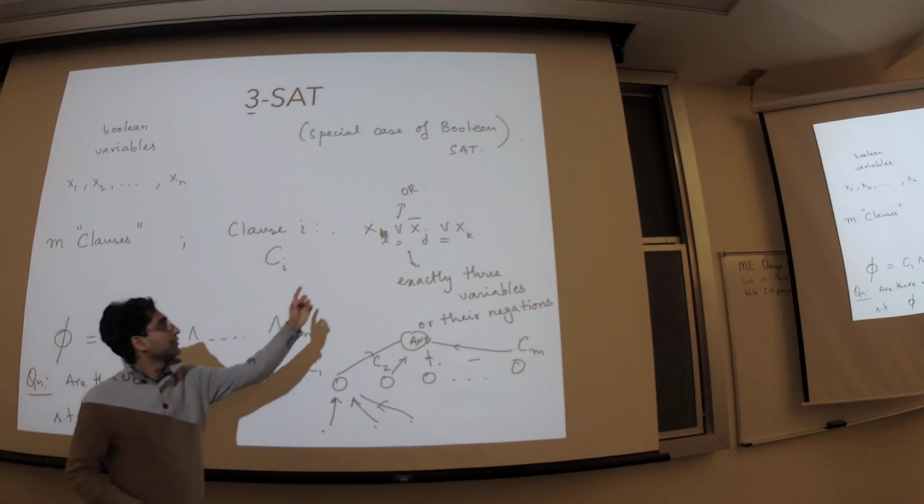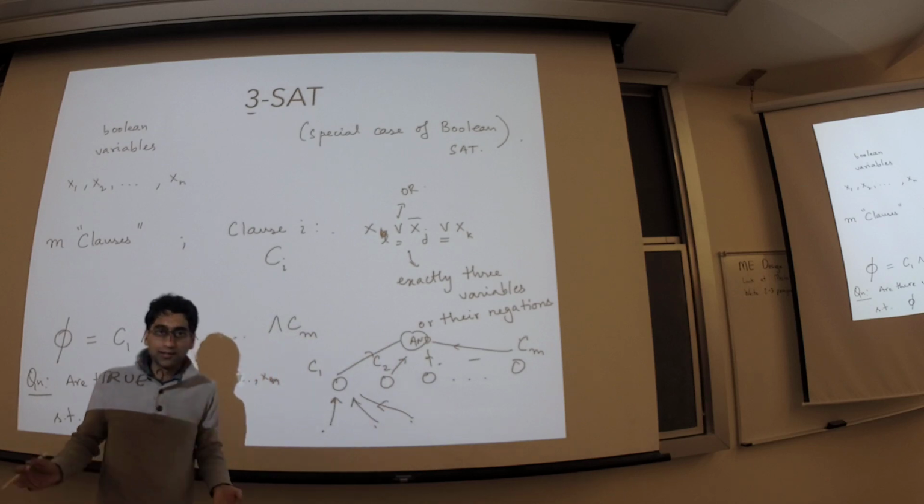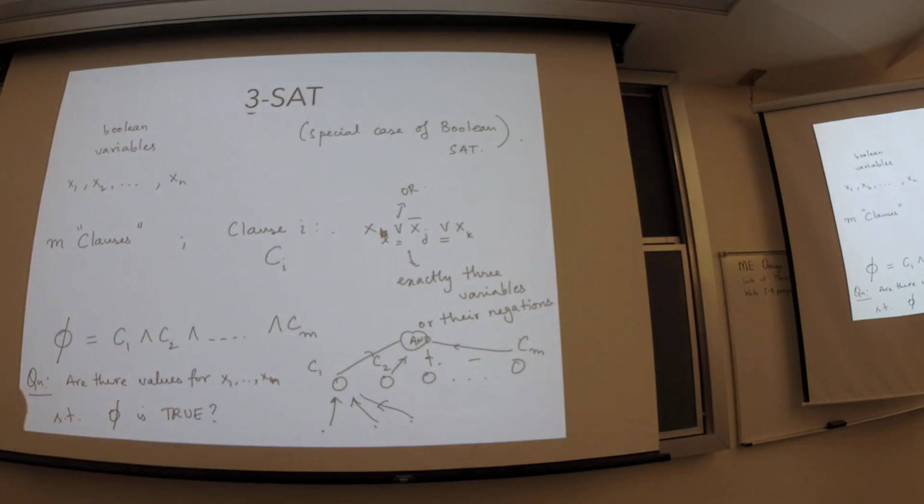And you're not allowed to have xi or xi bar, because you know that xi or xi bar is always true, so you will just remove that clause. So you have three different variables. Okay. So this is 3-SAT.